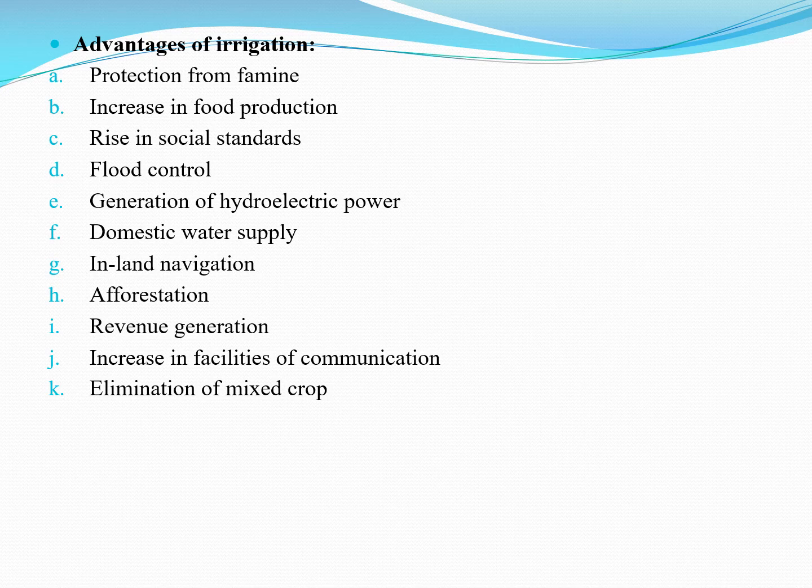Next is the inland navigation. The irrigation system can also be used for navigational purposes if large irrigation canals are designed. Next is afforestation. Along the banks of canals, trees may be planted, which grow along the banks of the canal and thus increase the timber wealth of our country.